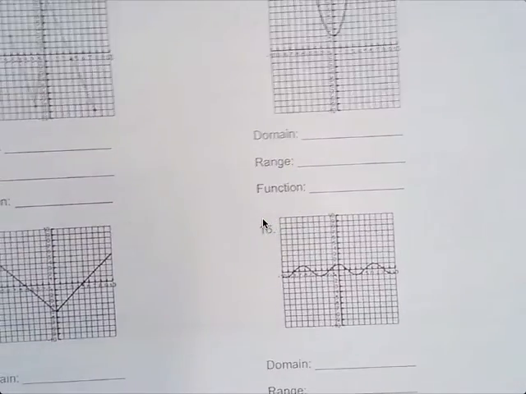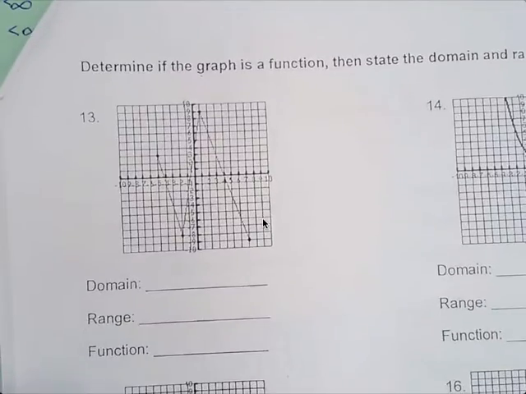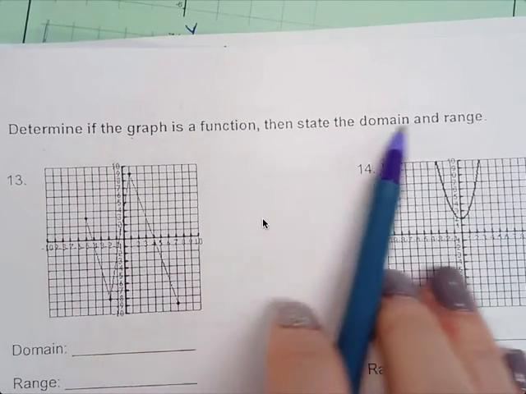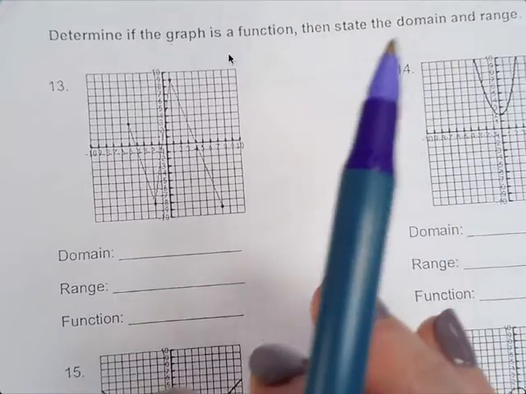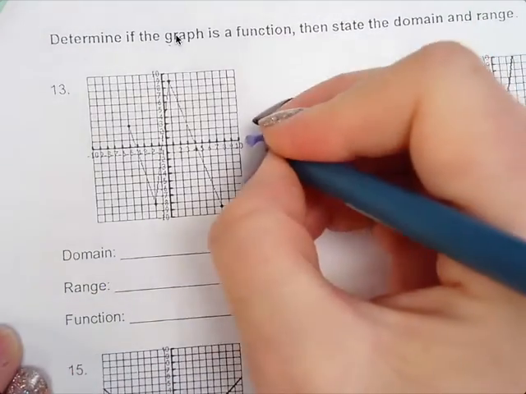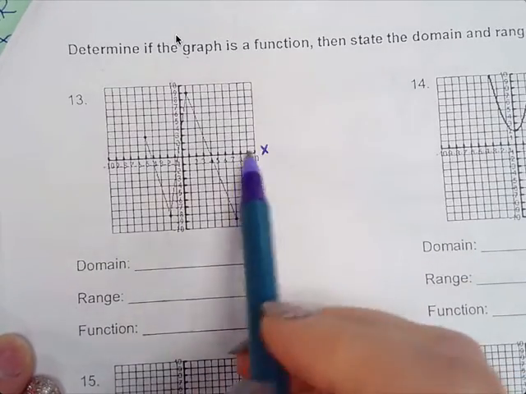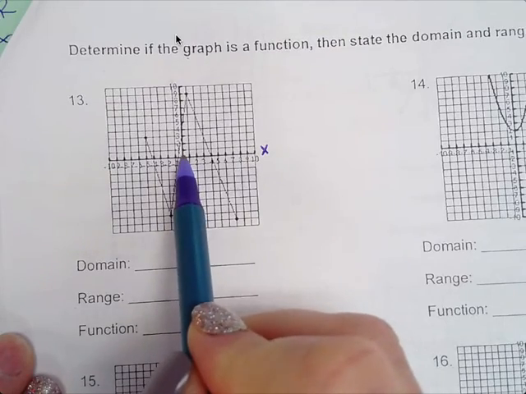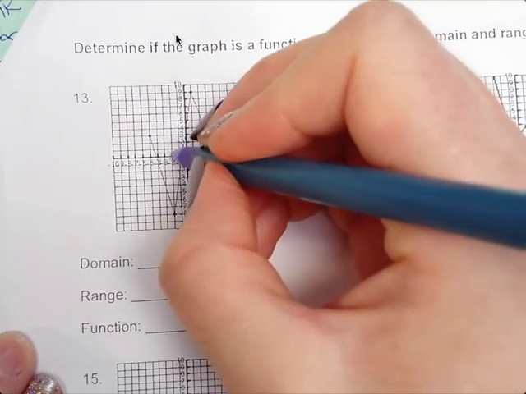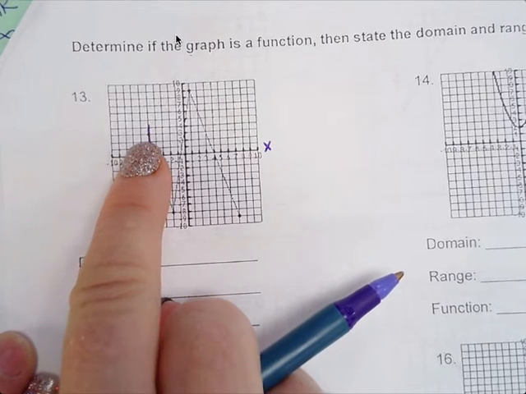Okay, let's look at the next page. Let's look at number 13. Our instructions say determine if the graph is a function, then state the domain and range. So domain is our x's, remember? So let's look at our x-axis, and let's start at the origin, and see how far left the x values go. -1, -2, -3, -4, -5. It goes all the way to -5.